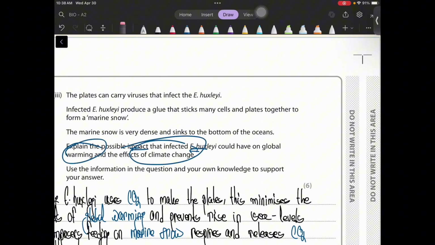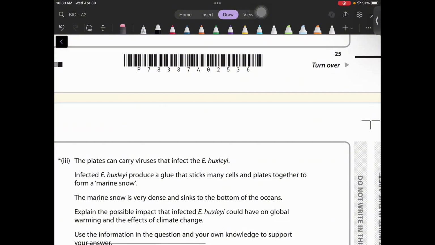So we know that healthy Huxley absorbs the carbon dioxide from the ocean water, so it would cause atmospheric carbon dioxide concentration to decrease and hence reduce the effects of global warming, such as melting of polar ice caps, rising sea levels, flooding, seasonal change and everything.